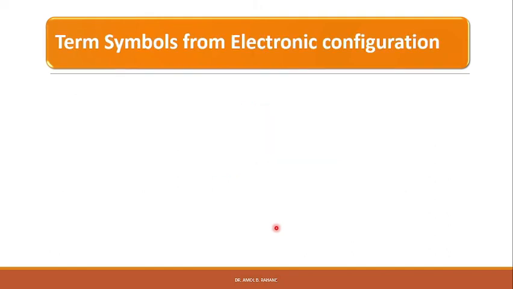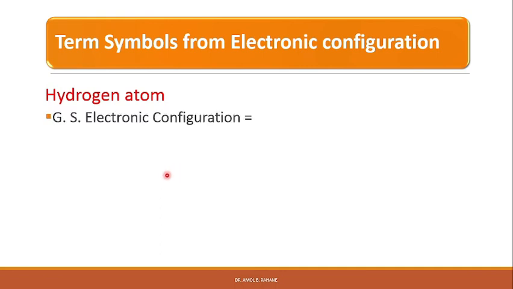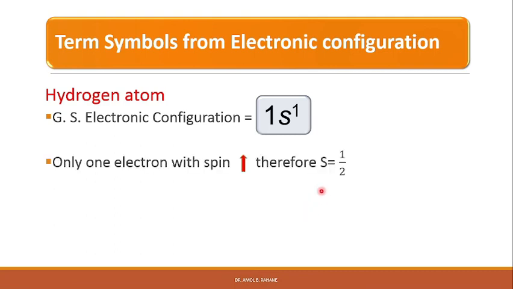Now let us study how to determine the term symbol from a given electronic configuration. Let us take the example of the hydrogen atom. We know the ground state electronic configuration of hydrogen is 1s1. Only 1 electron is there with spin in the upward direction, and therefore S is equal to 1 half, and hence multiplicity 2S plus 1 is equal to 2.